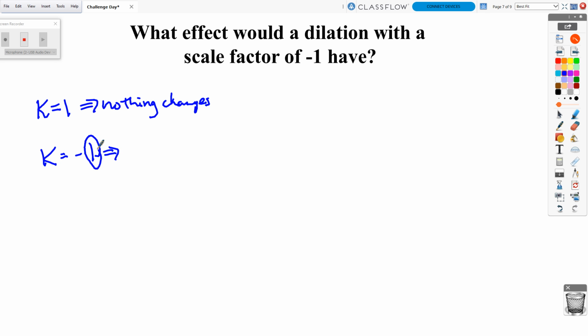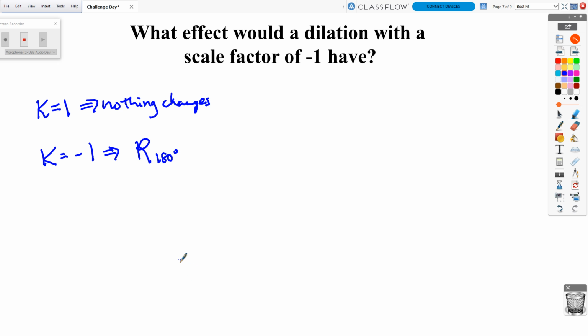Well, again, this is where we have to break it into two parts. The 1 is basically saying nothing changes. But what did we discover that negative did in our last problem? It rotated it 180 degrees. So if you had a scale factor of -1, that's the same as doing a 180 degree rotation.